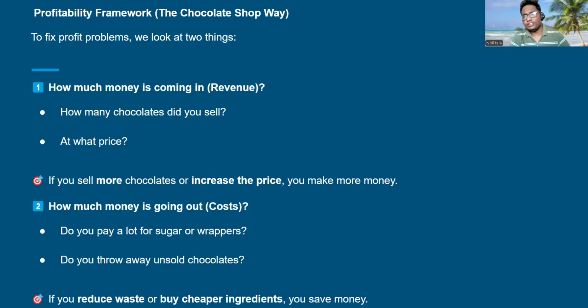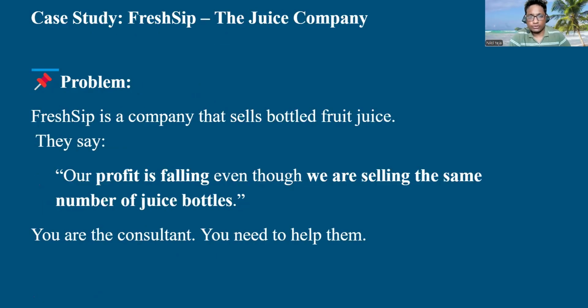And the third way is you can increase revenue and decrease the cost. Profits will be increasing. So basically, this is the profitability framework, guys. So let's go for a case study so that you can understand more clearly, right?